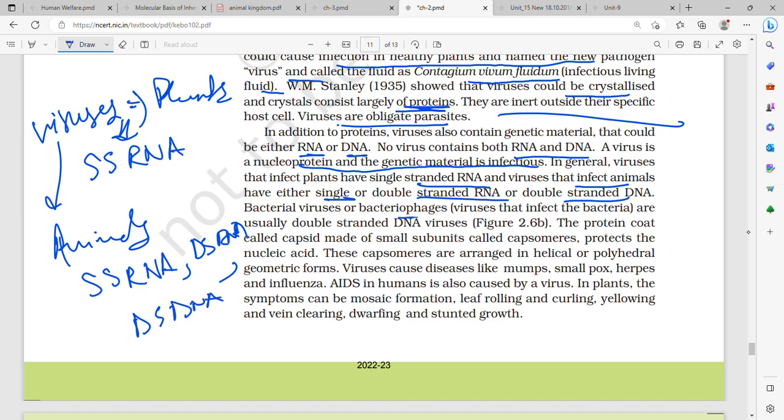Bacterial viruses or bacteriophages are the viruses which infect the bacteria. They are usually double-stranded. The protein coat called capsid is made up of small subunits called capsomeres, which protect the nucleic acid.